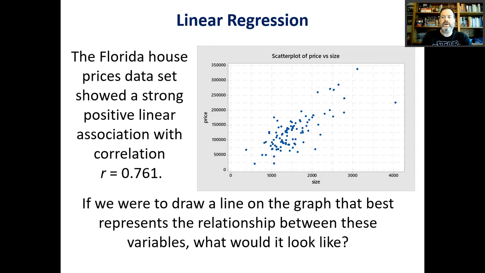So we saw this scatter plot in the last video. This was the Florida house prices, and we saw that the correlation was 0.761, which is strong, positive. The graph shows us that it's linear, and the graph also shows us that there might be some outliers. So those are the four things we look for.